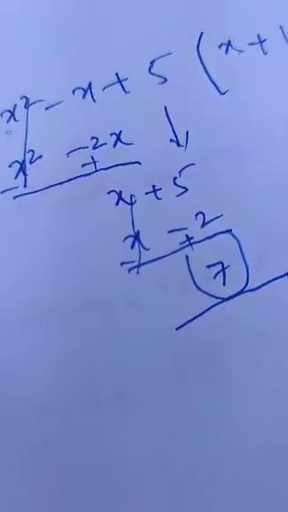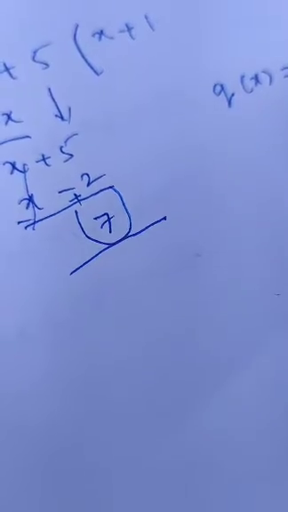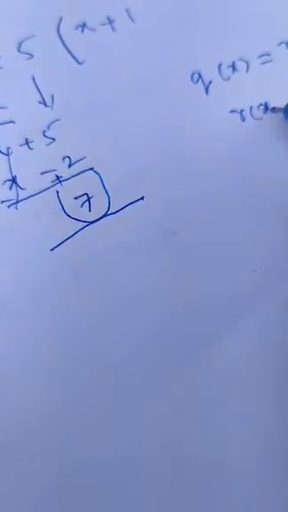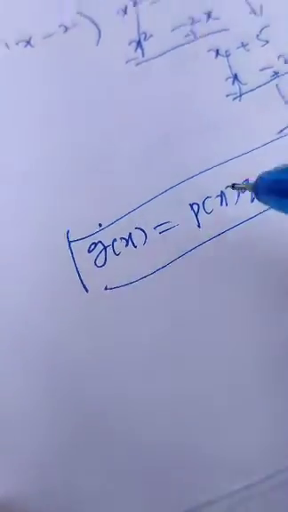Now verify. What is the quotient polynomial? Q of x is x plus 1. And the remainder polynomial, represented by r of x, is the constant 7. Now, what do we have to verify? We have to verify that g of x is equal to p of x into q of x plus r of x. We have to verify whether this relationship is true or not.